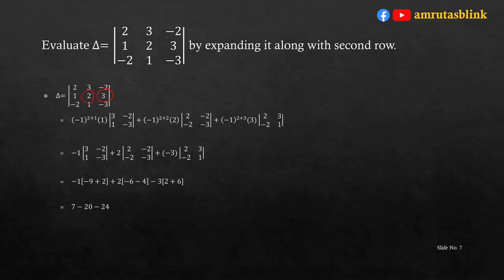Hence 7 minus 20 minus 24 is equal to minus 37. So the answer to this determinant, that is 2, 3, minus 2, 1, 2, 3 and minus 2, 1, minus 3, is equal to minus 37.